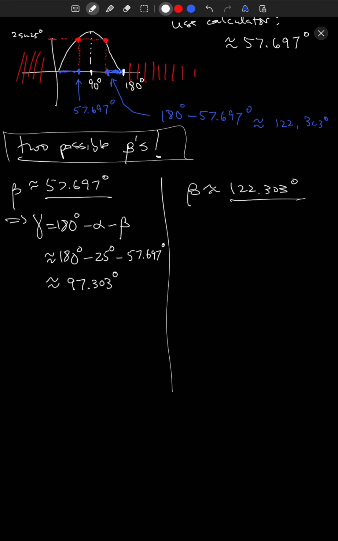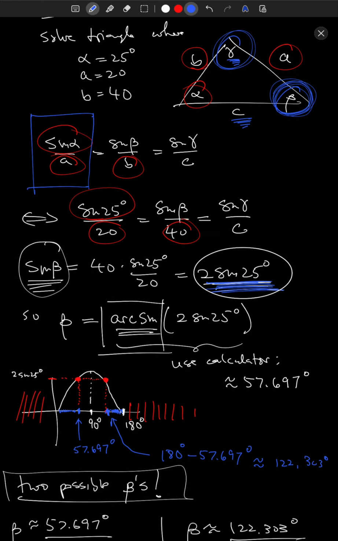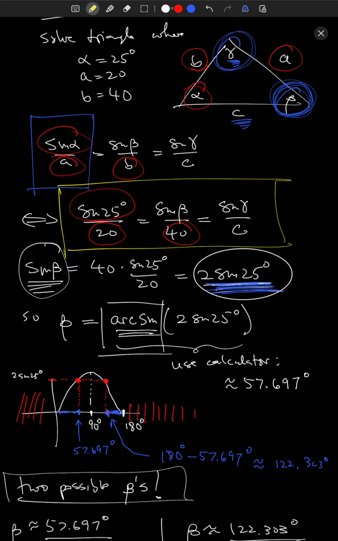Okay, so at this point, we have alpha, beta, and gamma, right? So let me scroll back up again. So the only thing left that's not circled is C, right? But if we look at our law of sines again, let me use a different color here. Let's update which information we know. We now know sine of beta because we know beta. We now know sine of gamma because we know gamma. So the only thing that's not circled is C, so we can solve for C, right? In particular, I'm going to use the sine 25 degrees over 20 and the sine of gamma to find C.